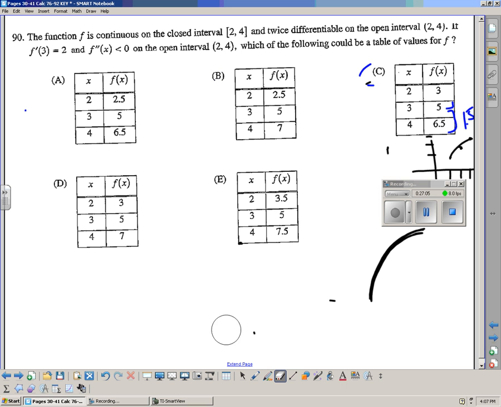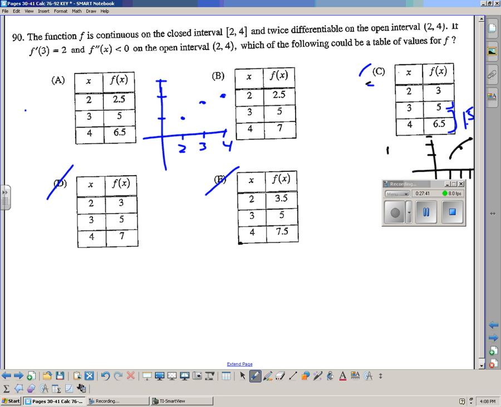Sorry. Anyway, at any rate, we know f prime of 3 was 2, and f double prime of x is less than 0. So we know we're concave down. That still eliminates D, and it still eliminates E. Now we're down to A, B, and C. F prime of 3 is 2. So if I kind of made a little graph here of these functions, which I had before, but I wanted to erase it. So we had 2, 3, 4, 2.5, 5, and then 6.5.